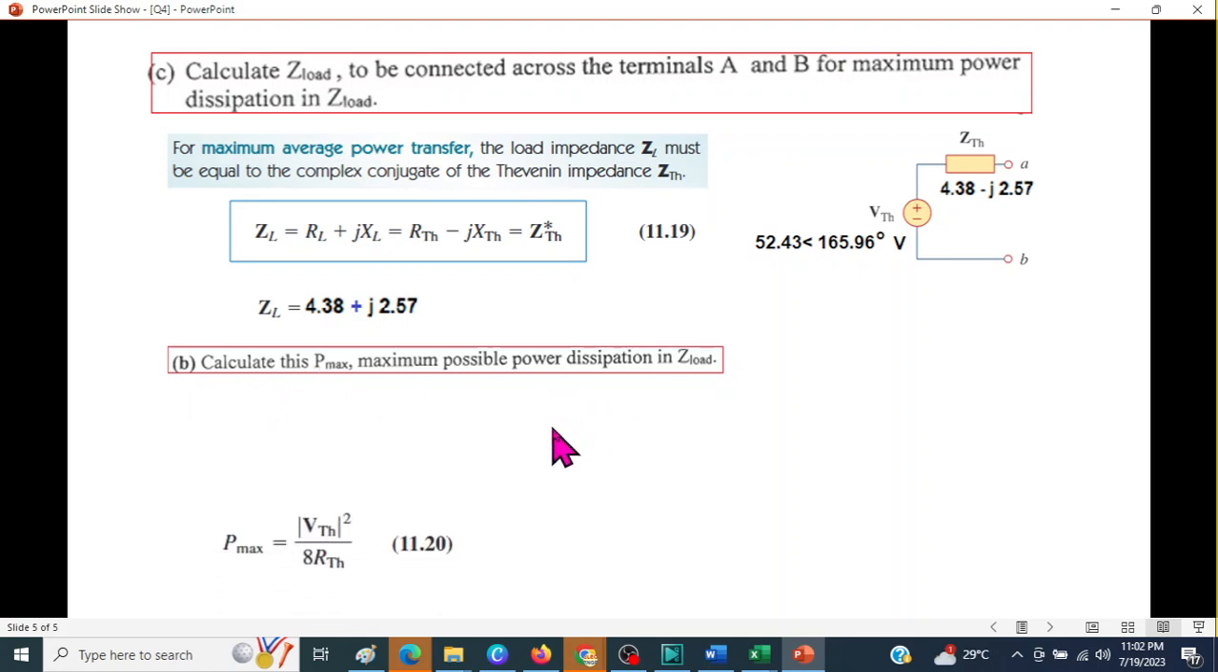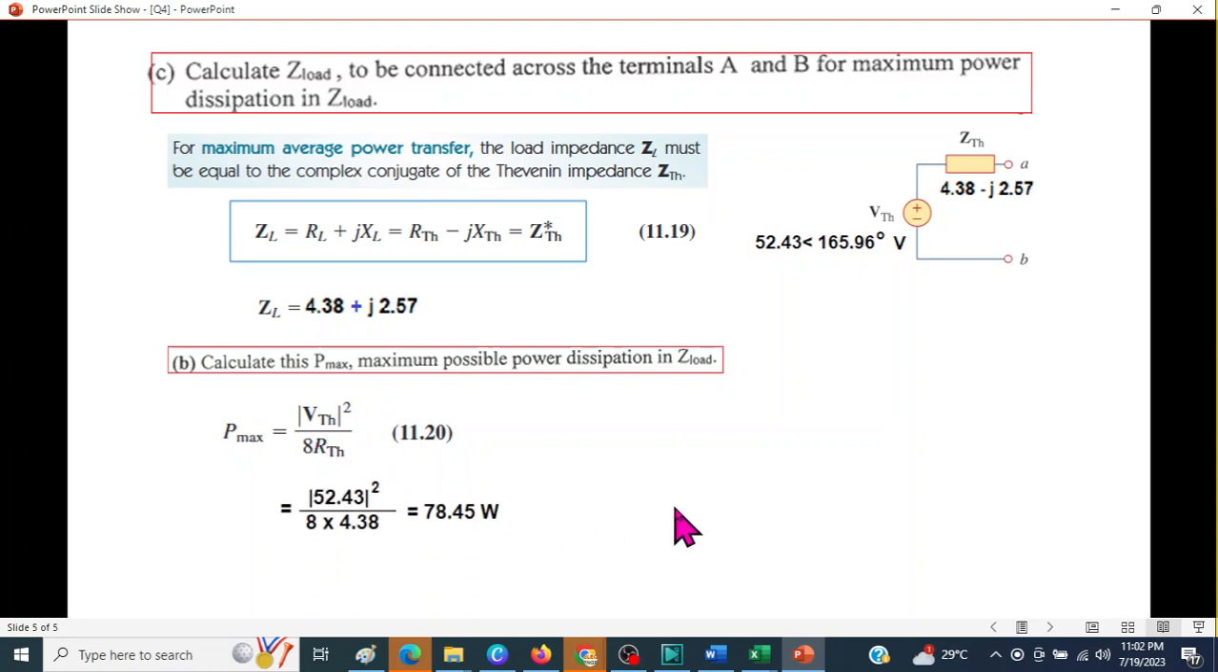Now part B, find the P maximum, the value of the maximum power dissipated. This is the formula we have learned from the book: the mod of V Thevenin squared divided by 8 R Thevenin. So we take the mod of the value of this, and R Thevenin is the real part of Z Thevenin. And so the answer is 78.45 watts.